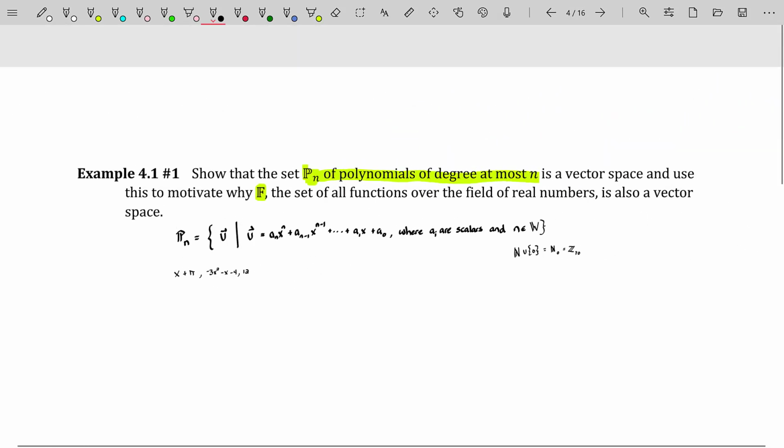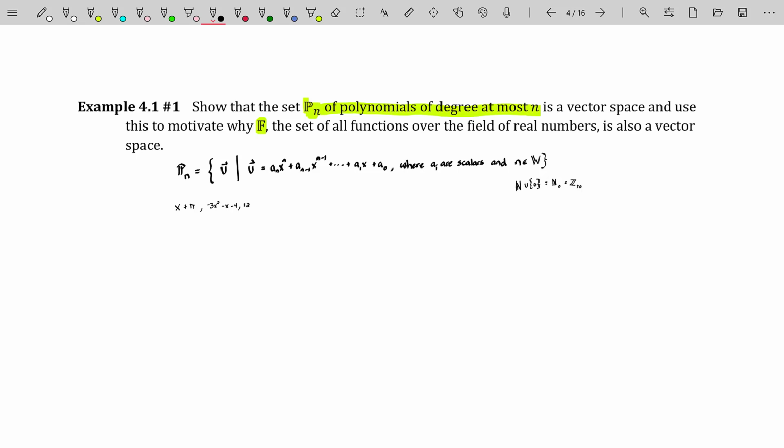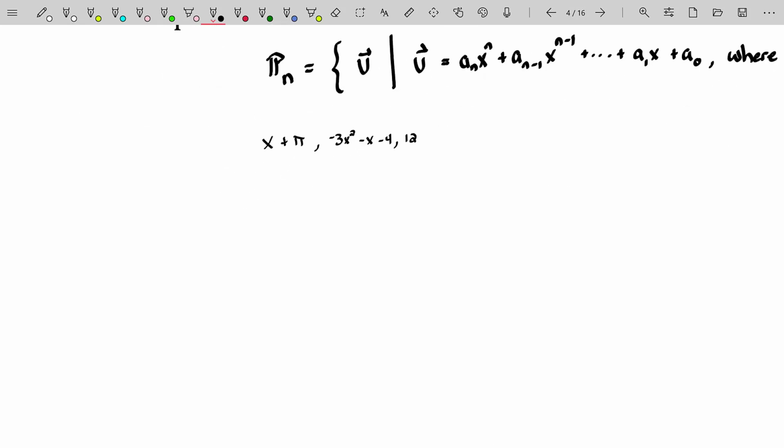Now we want to show that P sub n is a vector space. And as I mentioned when I talked about vector spaces and how they are defined, the two very important axioms that you should probably start with are closure under addition and closure under scalar multiplication. So I'm going to start with those two. Pay close attention to how I justify the fact that this is going to be a vector space. I am not going to grab an arbitrary polynomial from P sub n and then do a lot of math on it.